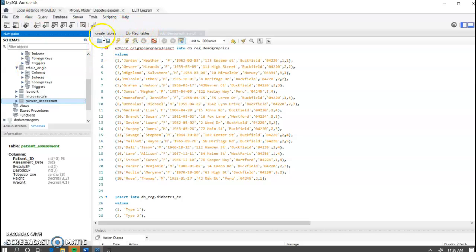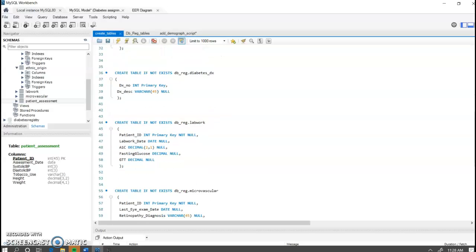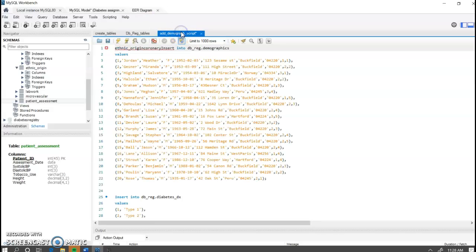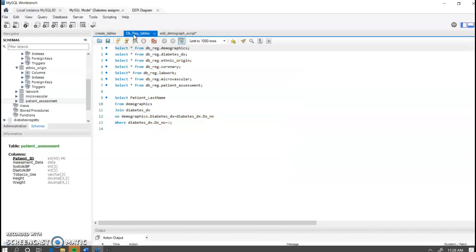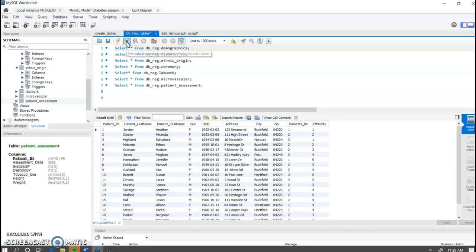So you can see that I did create tables. Here's my script to create the tables, and then I have my script adding my values. That's how all of my data ended up in my tables. And then I do have my select statements, where I can show the data.